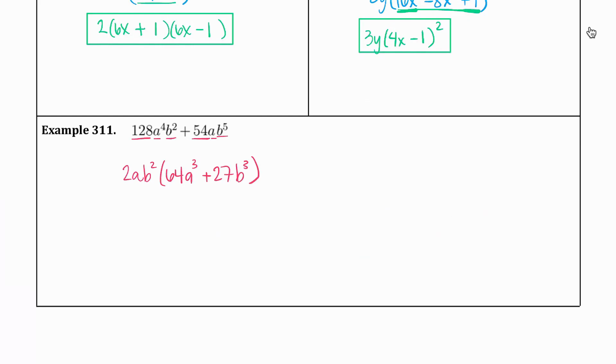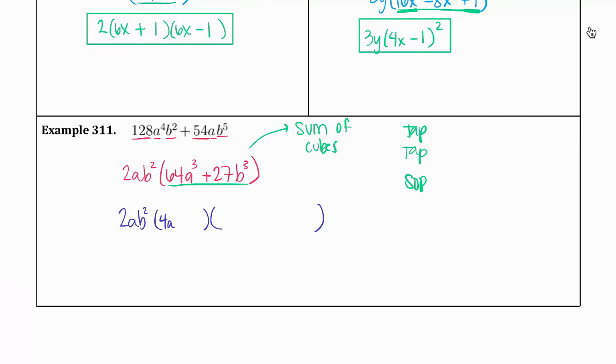Well, now we're just looking at what's inside of here. Right here, we have the sum of cubes. So this is where we're going to use our tap tap. And then same opposite positive. So let's create our binomial and our trinomial, and I'm going to leave that greatest common factor tagged along out in front. Okay, the cube root of my first one is 4a. The cube root of this one is 3b.